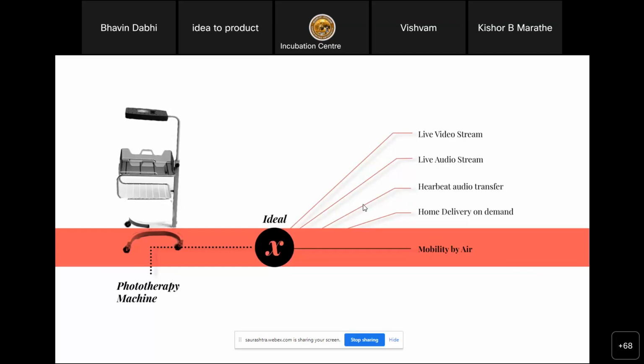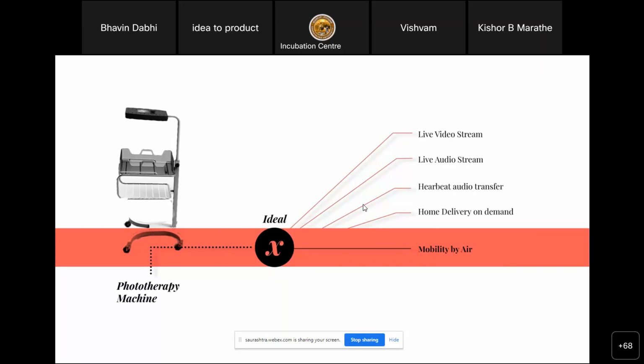But what it needs to have is, this kind of instrument needs to have a live video stream, live audio stream, heartbeat audio transfer. It needs to be home delivery on demand. Why? Because this charges 5,000 rupees per day to any family. Now, if you are charging 5,000 rupees per day, this instrument should be at the home of the baby. The baby should not be at the home of the instrument. Wrong design, wrong process, wrong idealism.